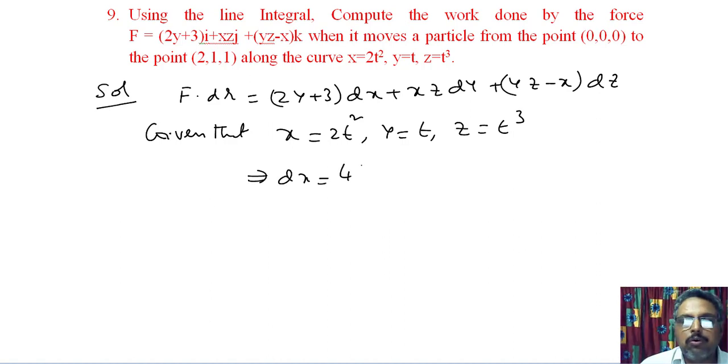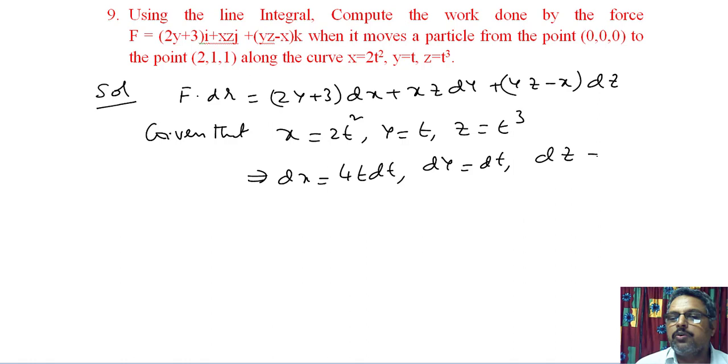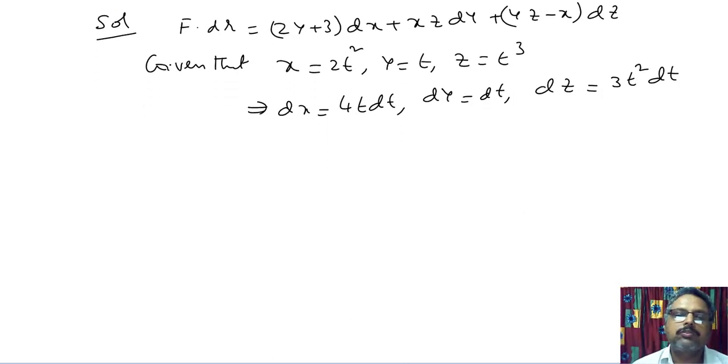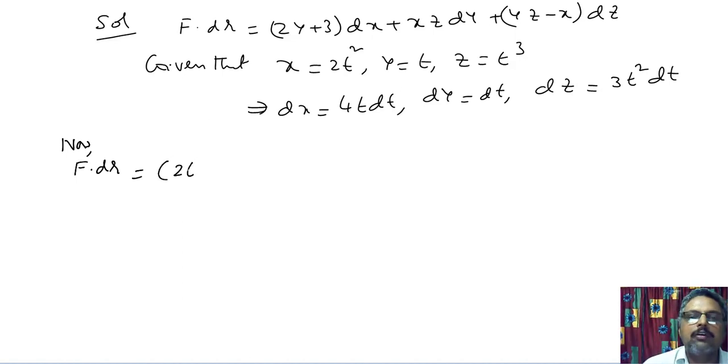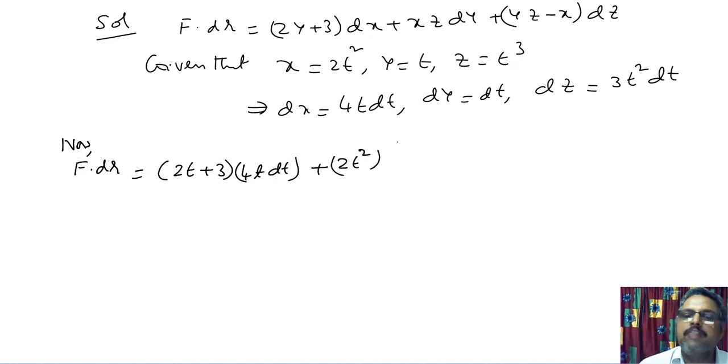Now f dot dr equals 2y, where y equals t plus 3, into dx which is 4t dt, plus x which is 2t square, into z which is t cube, dy which is dt, plus y into z minus x which is 2t square, dz which is 3t square dt. Now simplification, then integration.